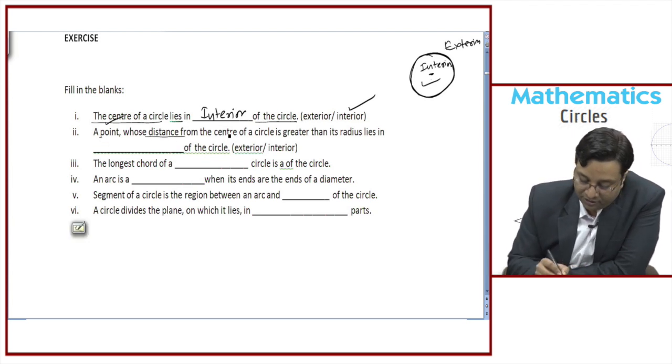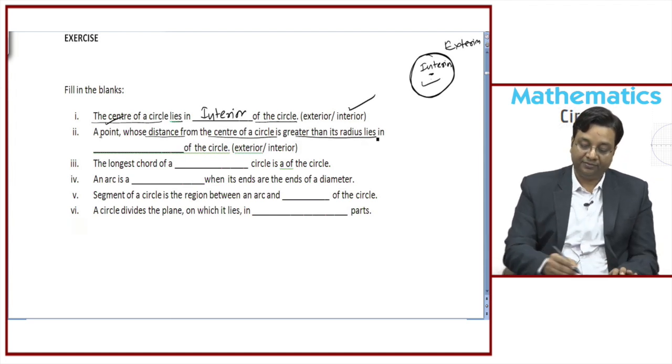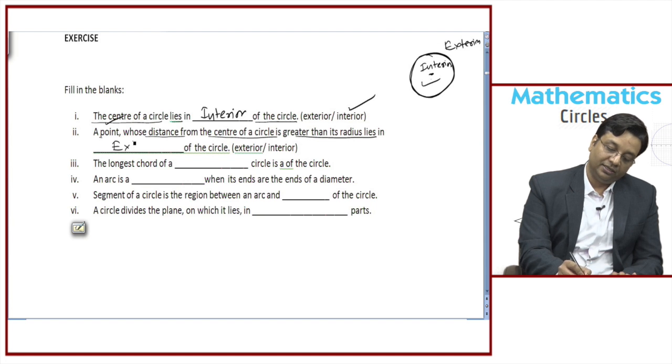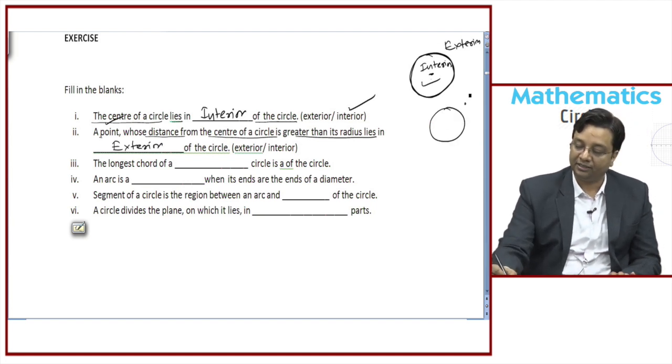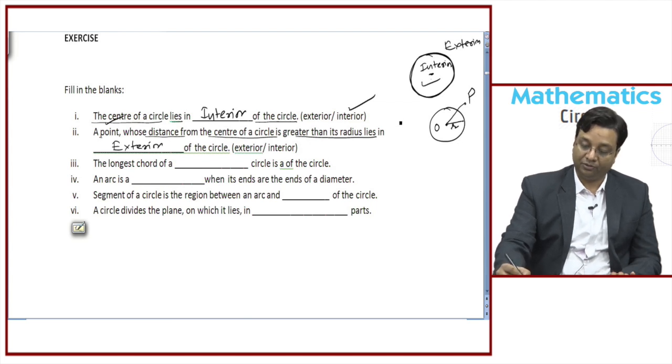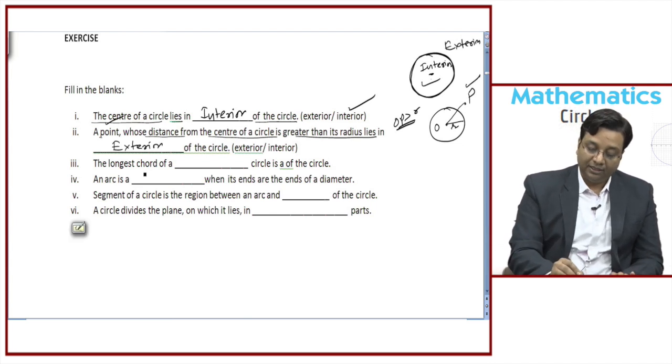A point whose distance from the center of the circle is greater than its radius lies in, obviously, the exterior of the circle. If a point is there, let us say this is point P, and the distance from the center is OP, which is greater than the radius, then the point P will lie in the exterior of the circle.